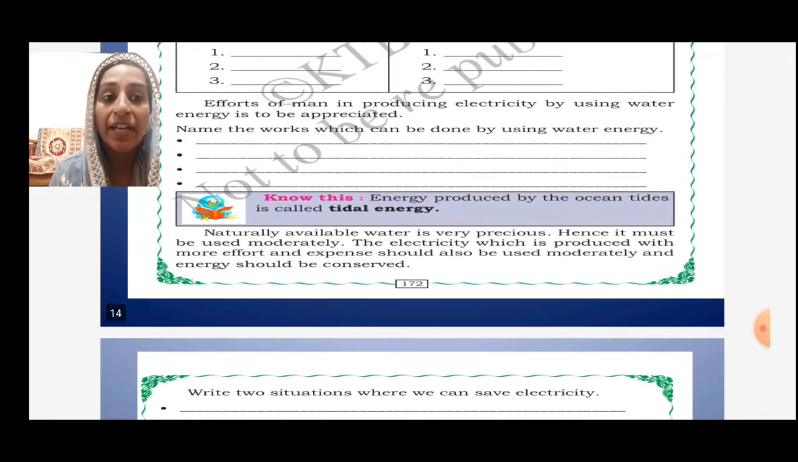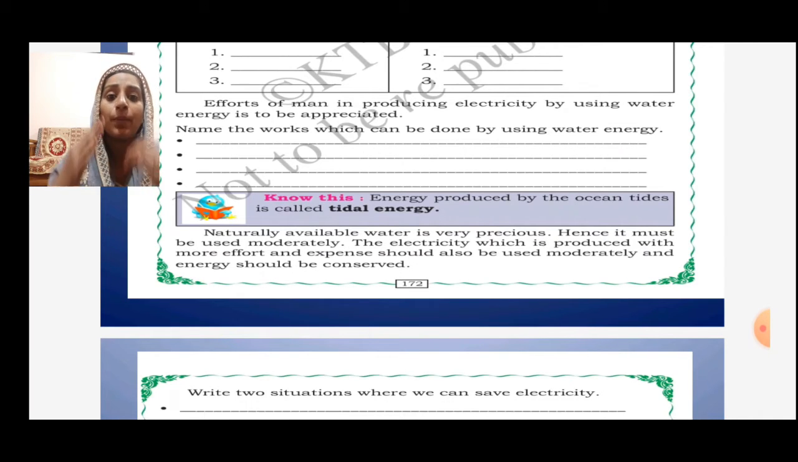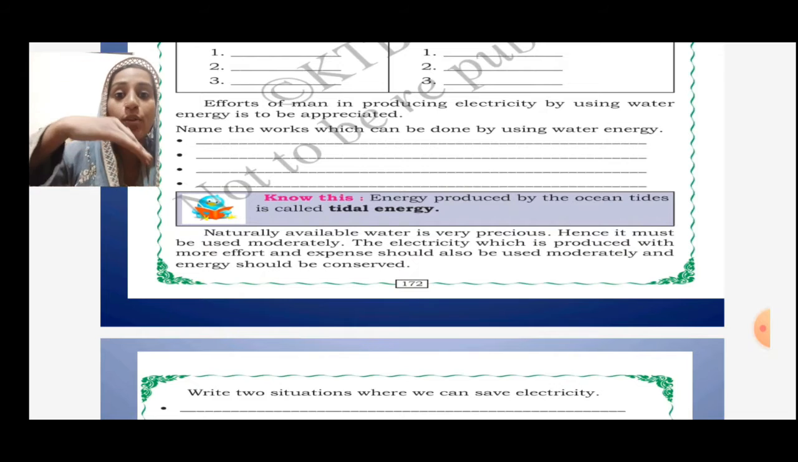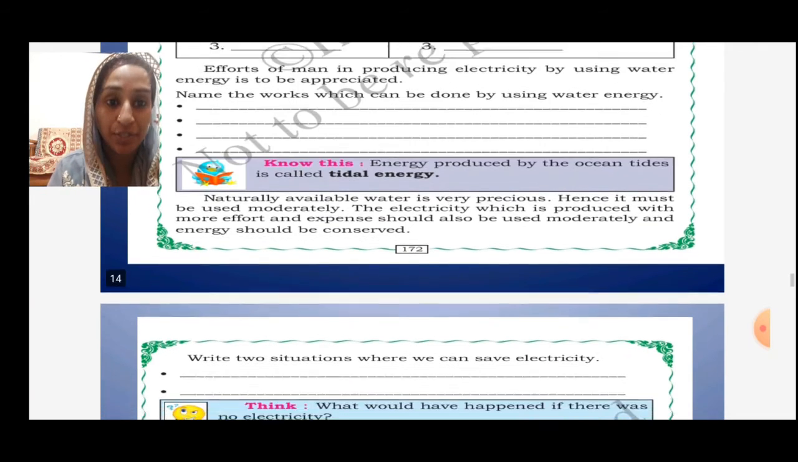Then, energy produced by the ocean tide is called what? Tidal energy. Ocean tide means what? In the ocean, water will flow like this. This is called a tide. In the ocean, when the wind blows, there will be a large number of tides. Due to these tides also, we produce one kind of energy. This energy is called tidal energy.